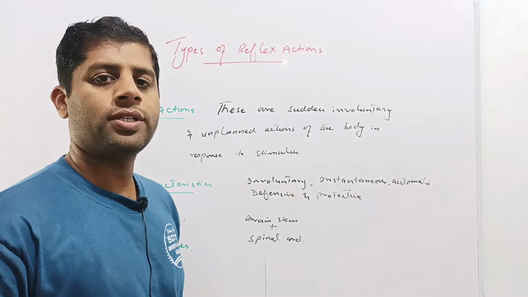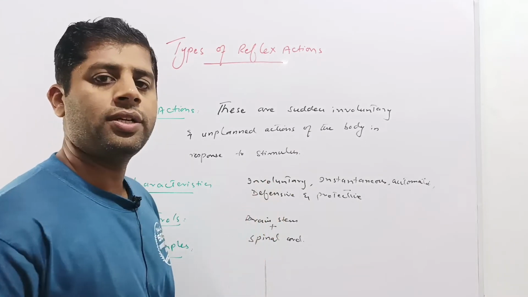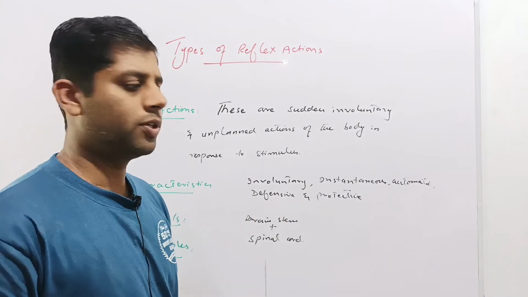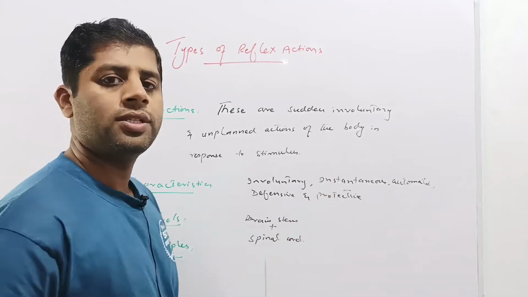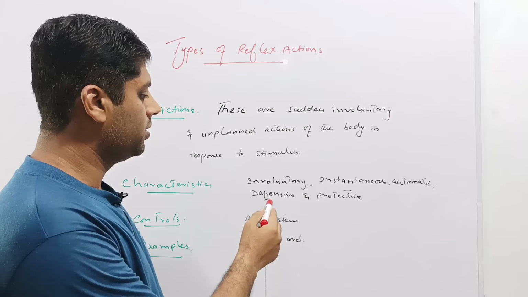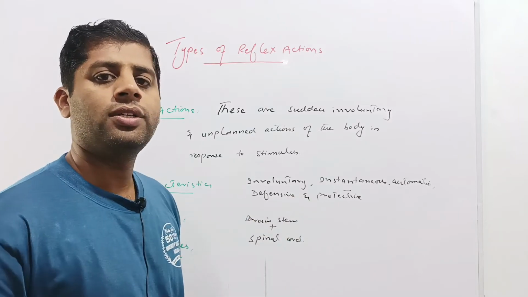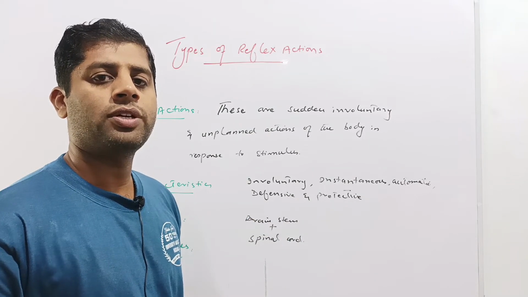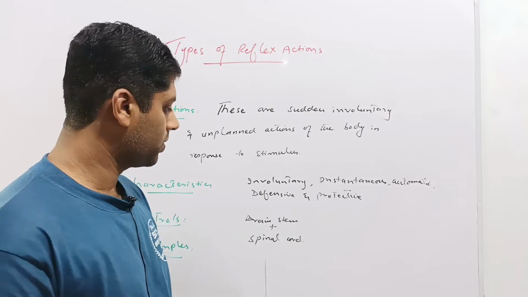There are 5 characteristics of the reflex action. These are involuntary in nature, which means they are performed without the will of the body. These are instantaneous, quick in nature, and automatically performed. These are defensive and protective in nature and are specially designed for the protection of the body organs and systems.